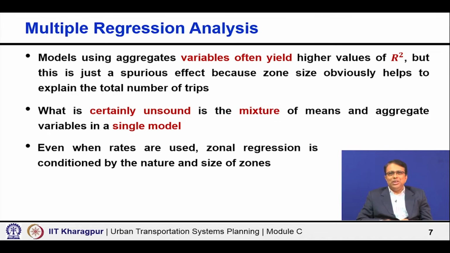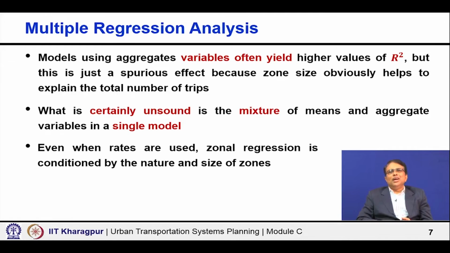If you have used zonal totals and somebody has used zonal means, there is no wonder that the model with zonal totals will give you a higher R square. What is certainly unsound is using a mixture of means and aggregate variables in a single model. Normally, I have not come across such models; people use either zonal means or zonal aggregates.